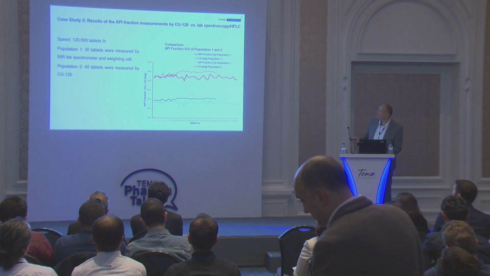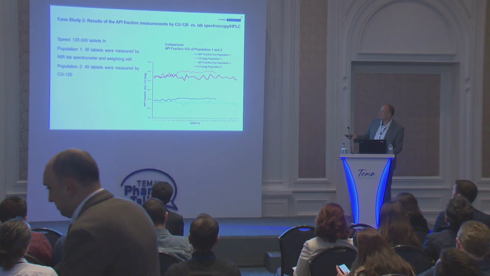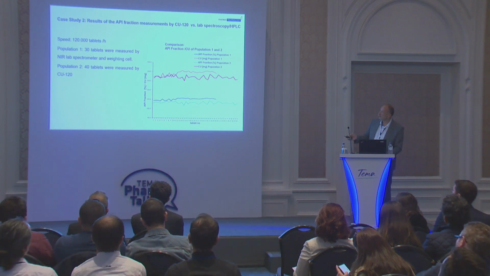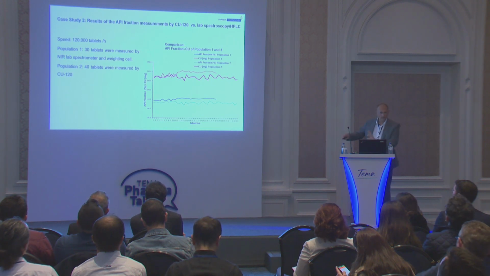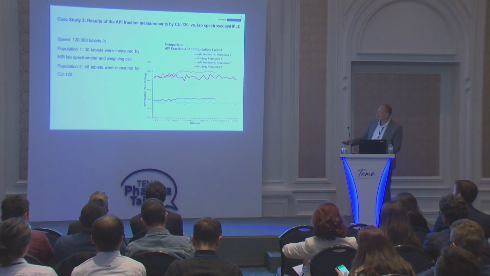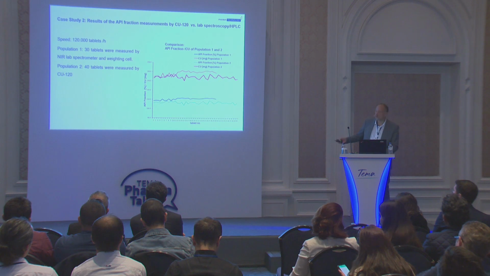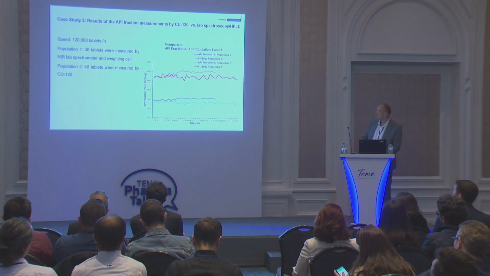So I just have a speed with 120,000 tablets. In population 1, I took 30 tablets. They were measured by the NIR lab spectrometer and the weighing cell, so out of our machine. And the second data population, these 40 tablets, were measured by our CU120 with the speed of 120,000 tablets an hour. Good. Then we have here the results.